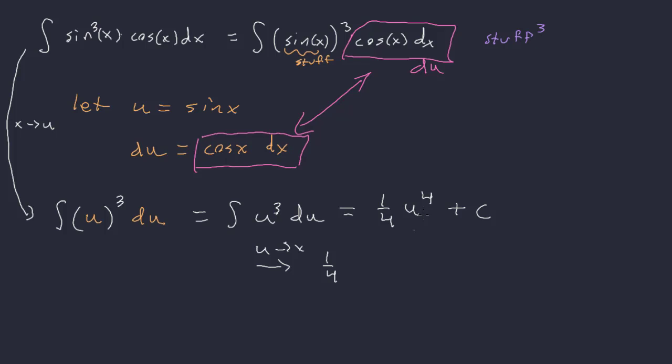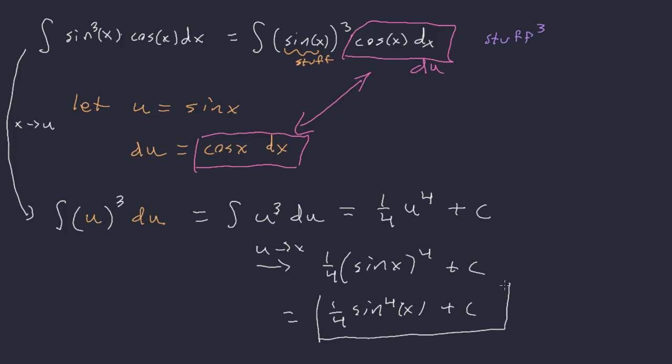So I have 1/4, and our u was sine. So we could say that that's sine of x all to the 4th plus c. Or if we wanted to match the notation that the book would give, it's 1/4 sine to the 4th x plus c. And there is our final answer.